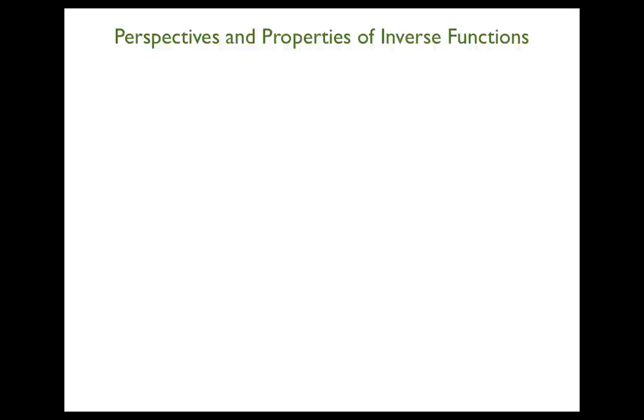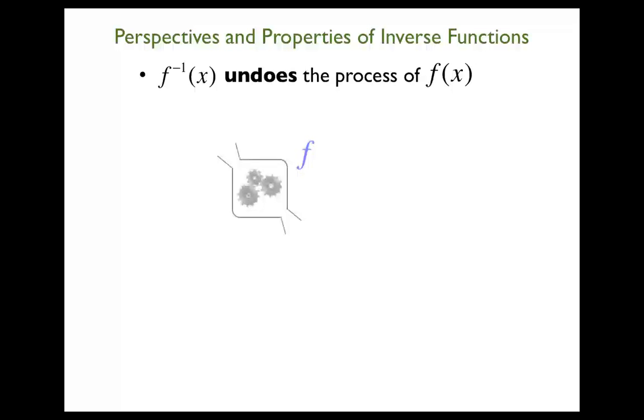Okay, so the other perspective on inverse functions. We talked about it being the reverse process. If it's the reverse process, then the input and the output get switched. The input of one function is the output of the other, and vice versa. Another way to think of inverse is that f inverse undoes the process of f. They're similar but slightly different: reverse versus undoes.